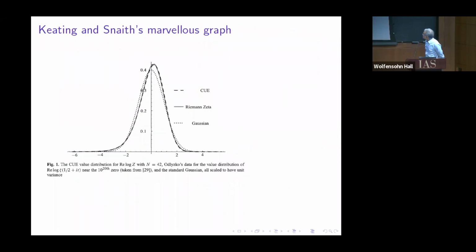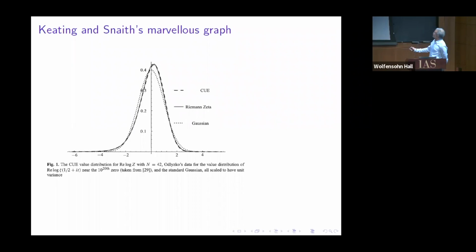So then you have this amazing graph of Keating and Snaith. This is redoing the Odlyzko computation, but now for the distribution of log mod zeta. So you still have the Gaussian, and it's not near the Gaussian, but you have two graphs that are almost superimposed on each other. The actual distribution for log mod zeta at height 10 to the 20, and also the picture for matrices of size 42. So if you let the 42 go to infinity, you should get to the Gaussian. If you let the 10 to the 20 go to infinity, you should also get to the Gaussian. This seems more compelling.